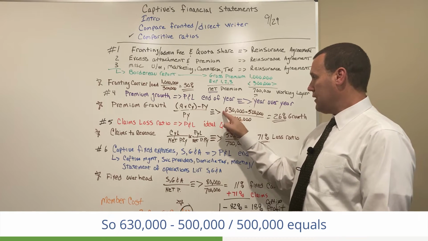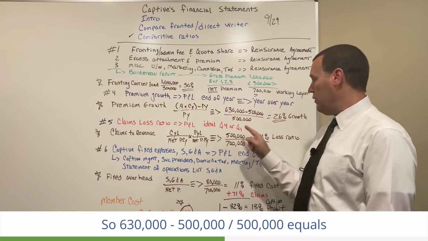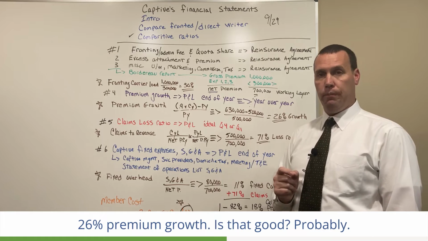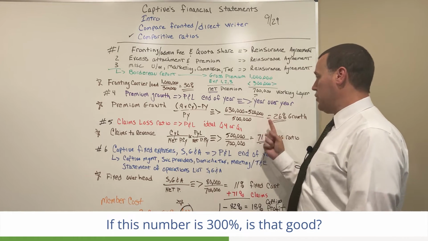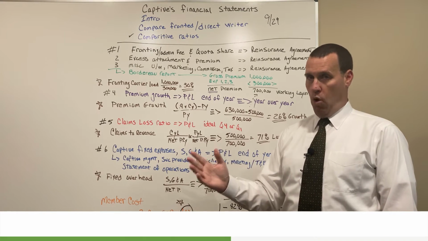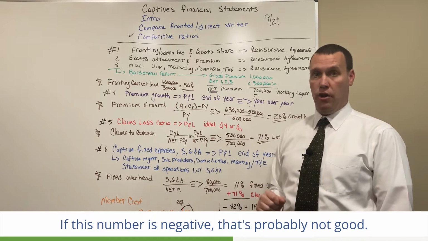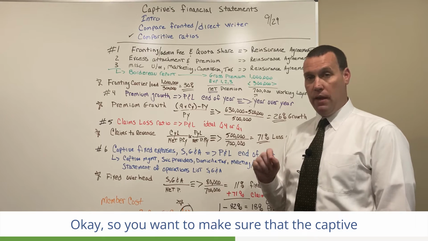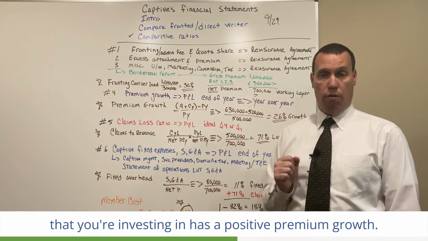630,000 minus 500,000 divided by 500,000 equals 26% premium growth. Is that good? Probably. If this number is 300%, is that good? Probably. If this number is negative, that's probably not good. Okay? So you want to make sure that the captive that you're investing in has a positive premium growth.